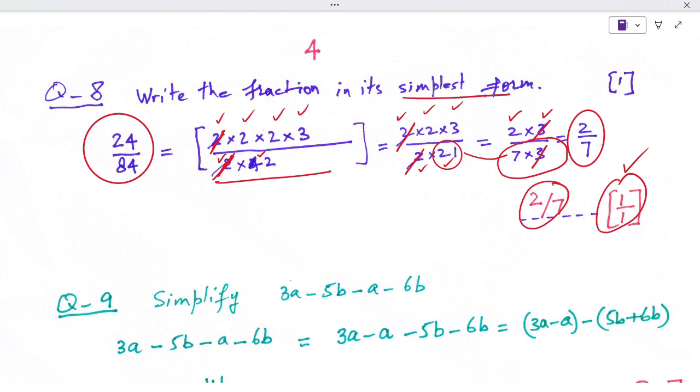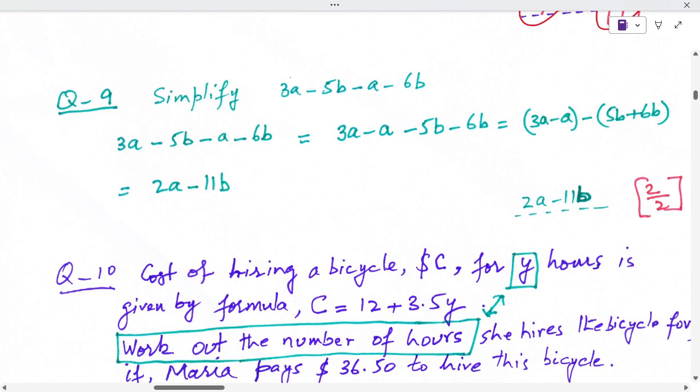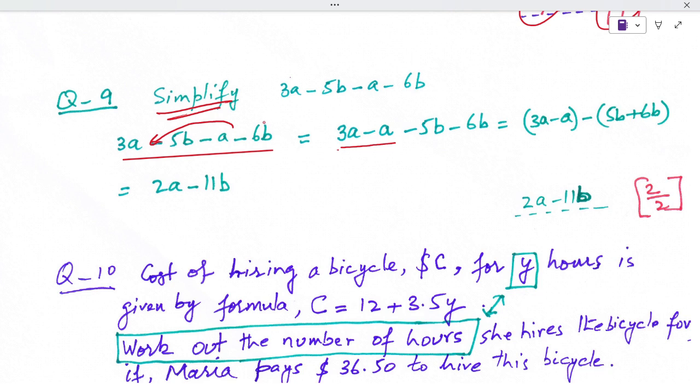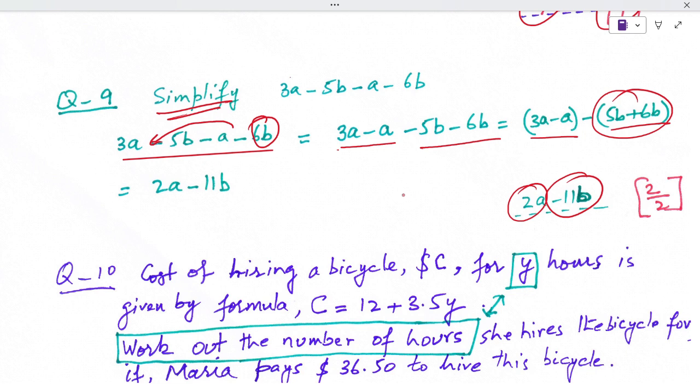Question number 9, simplify. When we have to simplify, what we have to do is gather the same alphabets together. So I am going to write down 3a minus 5b minus a minus 6b, gathering a's together. So they are going to be 3a minus a and minus 5b minus 6b. 3a minus a will be 2a, and minus 5b minus 6b taken into bracket are going to add up with a minus sign outside, and they will give us minus 11b.